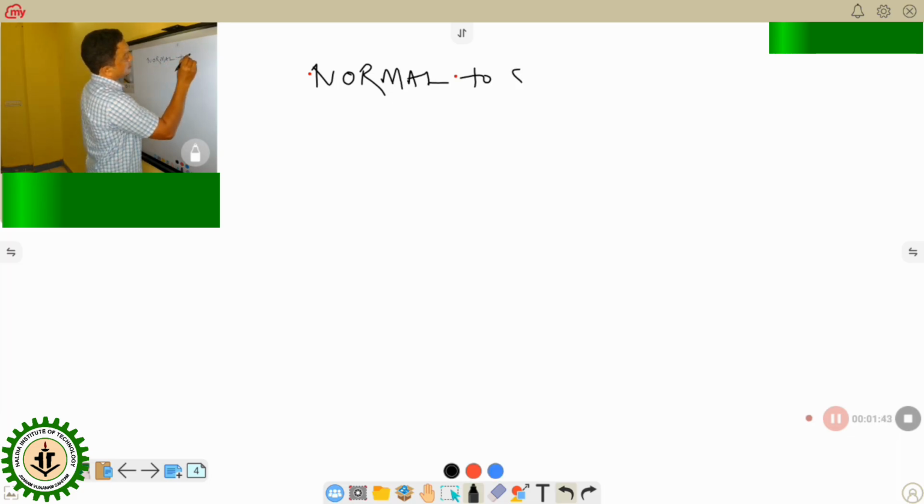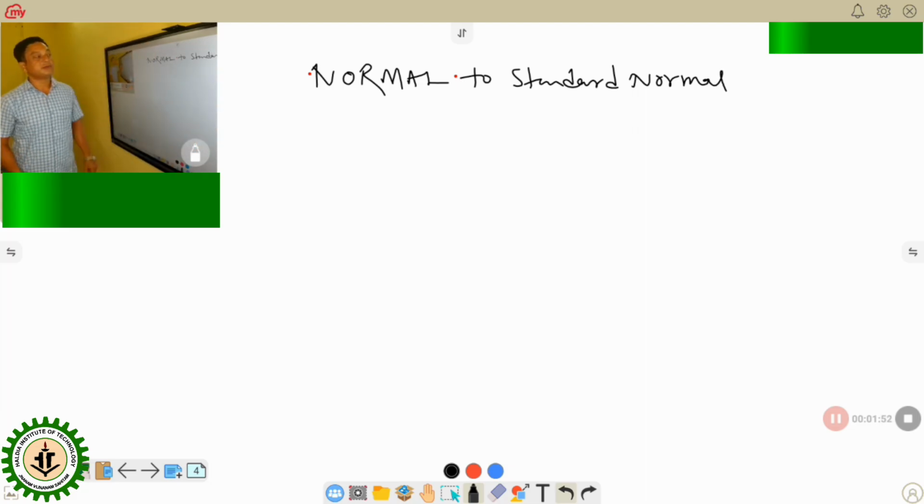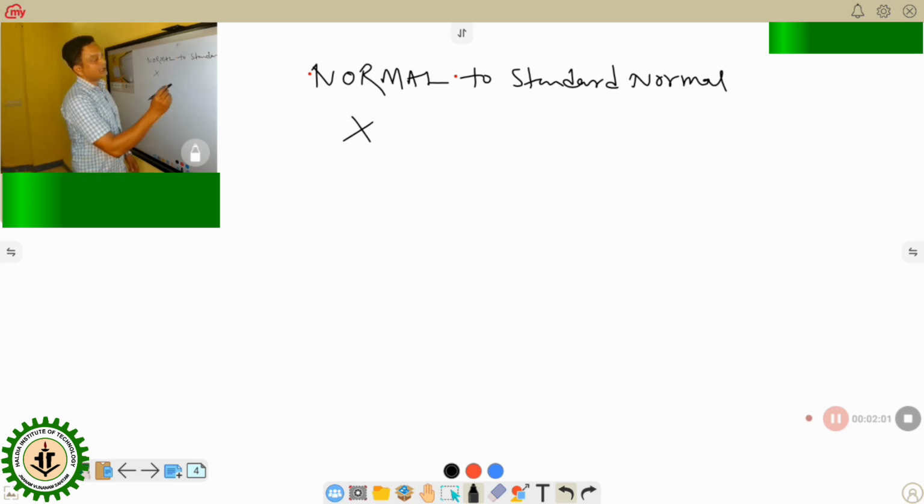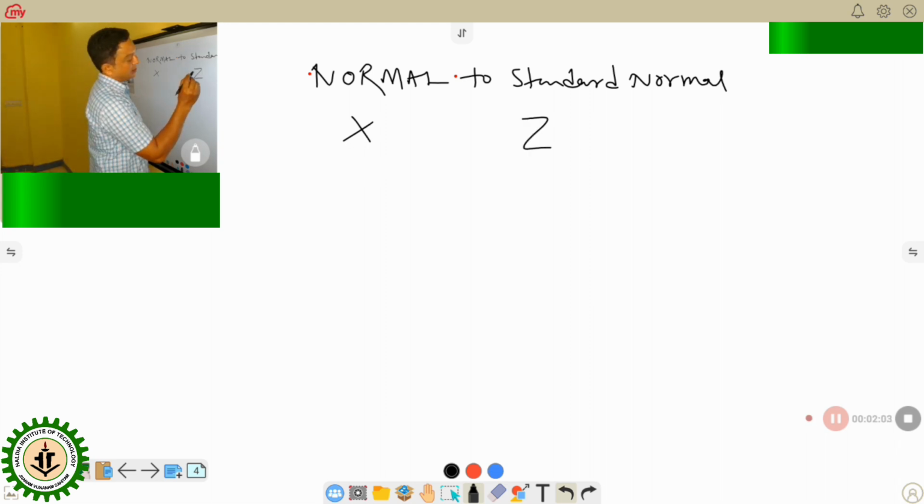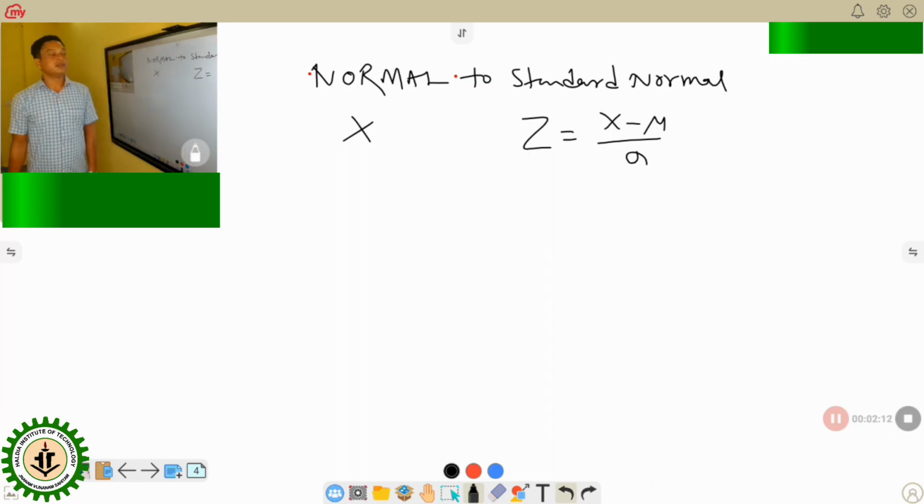Now, let's discuss how a normal distribution can be transformed to the standard normal distribution. That is very important. The variable name is x in normal distribution, and the standard normal variable name is z. And this z is a transformation from x to z. Look, this is the transformation: Z equals x minus mu divided by sigma.